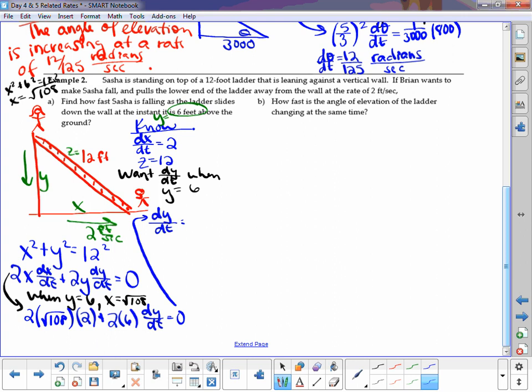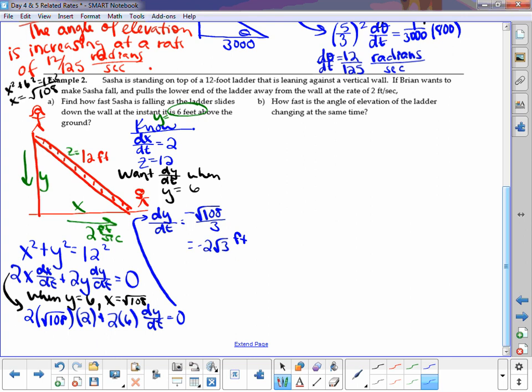Alright, do we get dy dt as positive or negative? Negative, good. And what do we get? Negative root 108 over 3. Good. Now, if you want to know what the truly simplified version is, that simplifies down to negative 2 root 3. What's our units for this? Feet per second.